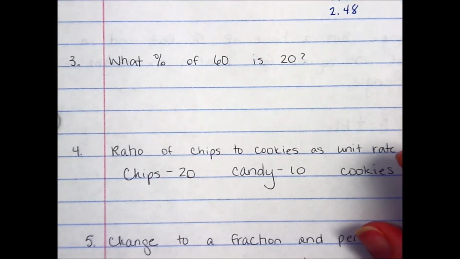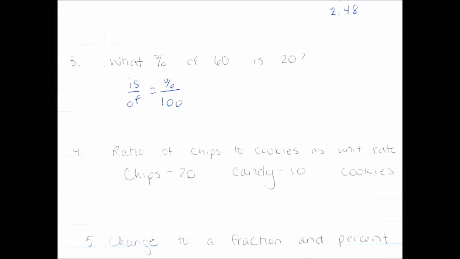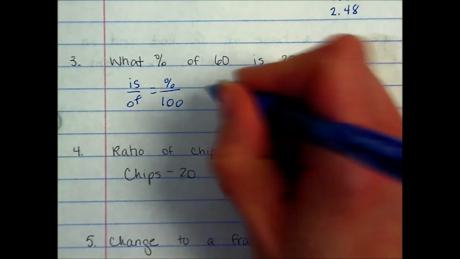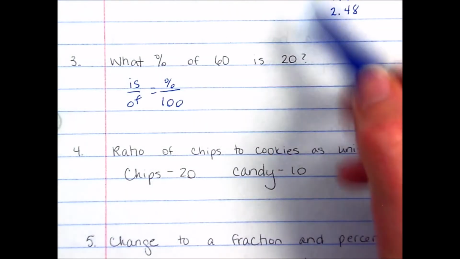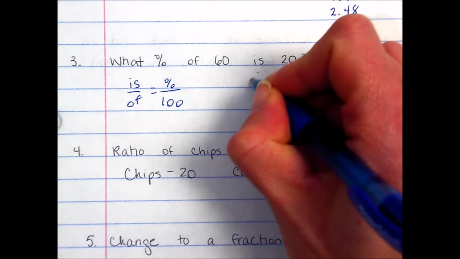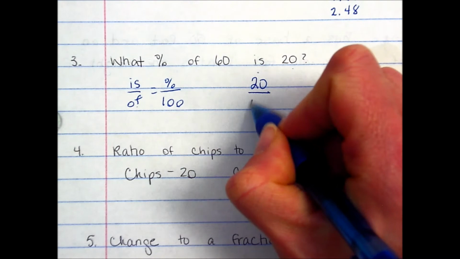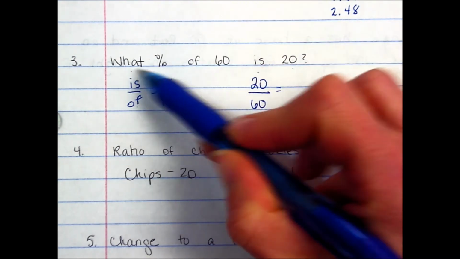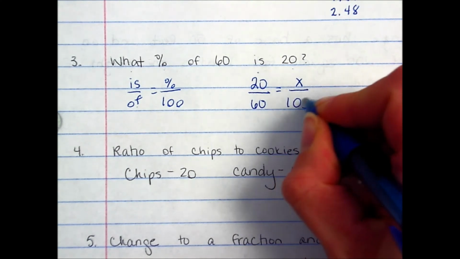Okay, on number 3, we're using our formula of is over of is percent over 100. Is over of equals percent over 100. And then we're going to plug in what we know to solve our problem. Okay, so our is 20. So that goes on the top. The of is 60. And percent, we don't know what percent. So that's unknown. And then the 100 always goes at the bottom.